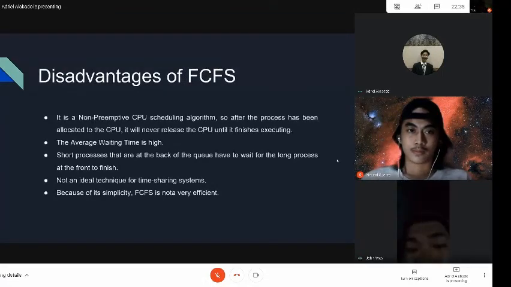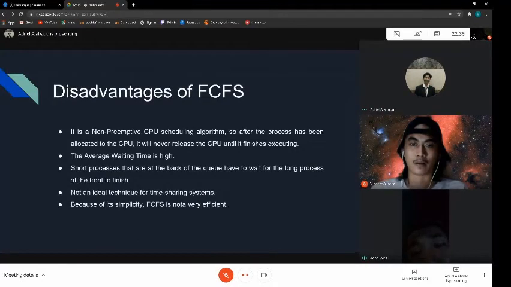Disadvantages of FCFS: it is a non-preemptive CPU scheduling algorithm, so after the process has been allocated to the CPU, it will never release the CPU until it finishes executing. The average waiting time is high. Short processes at the back of the queue have to wait for the long process at the front to finish. It is not an ideal technique for time-sharing systems. Because of its simplicity, FCFS is not very efficient.